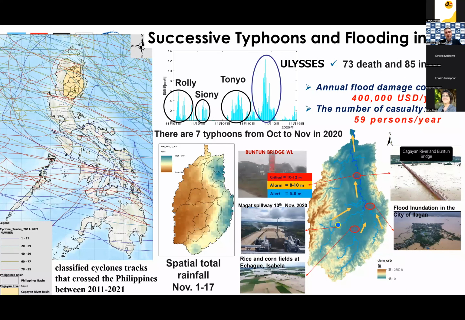You can see another example here. These lines are the cyclone tracks that crossed the Philippines between 2011 and 2021. This part in the north, we call Luzon Island.